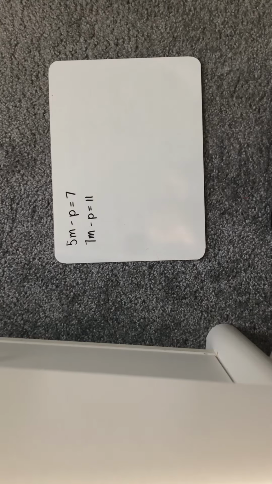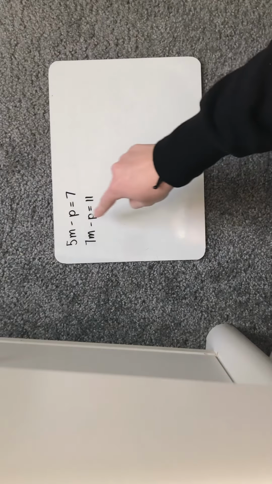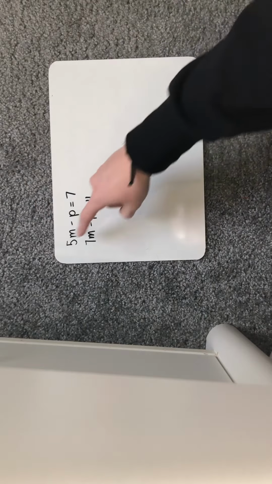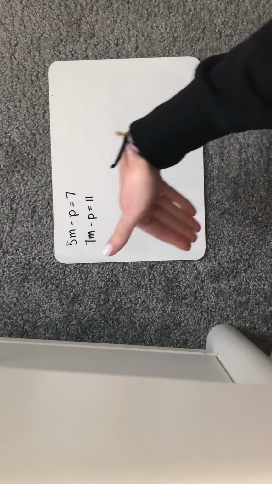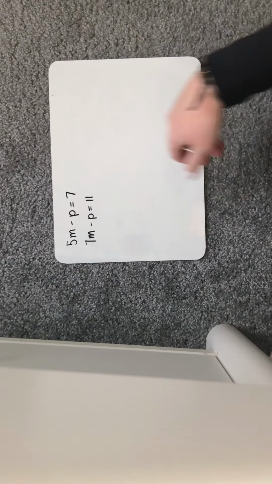All right, guys, so we have our second example here. 5m minus p equals 7 and 7m minus b equals 11 are our system of equations. So if you answered that you were going to solve this by elimination, good job. And our biggest indicator is that our p's right here, everything's lined up. Obviously, 5 and 7 aren't going to be eliminated, but our p's right here are by themselves.